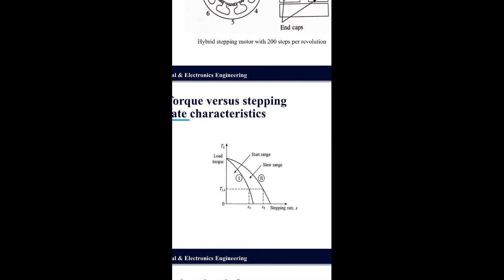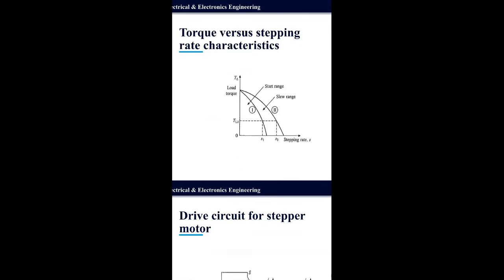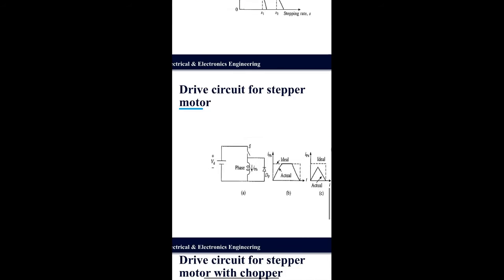It has already been started and synchronized beforehand. This area is known as the slew range and the motor is said to be operated in slewing mode. Slew range is useful for speed control and it is not suitable for position control. At the stepping rate corresponding to slew range, the motor can be started or reversed without losing the step. This is regarding torque versus stepping rate characteristics. Next, we will move on to drive circuits for stepper motor.